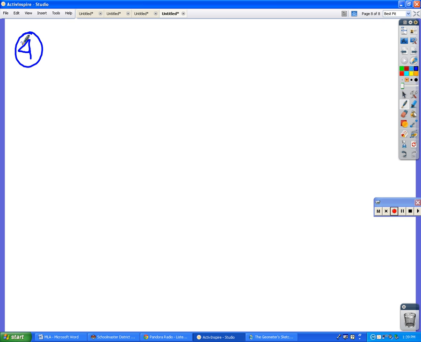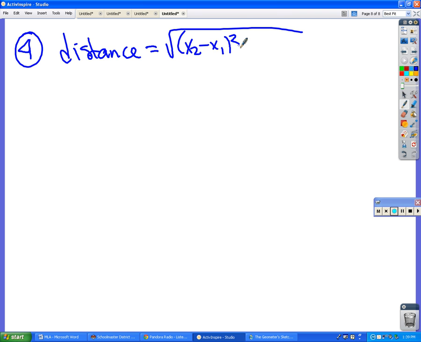You guys better write this one down too. Actually, they might give you this formula on the test. The distance formula: you subtract the x's and square them, subtract the y's and square them, add them together and take the square root.